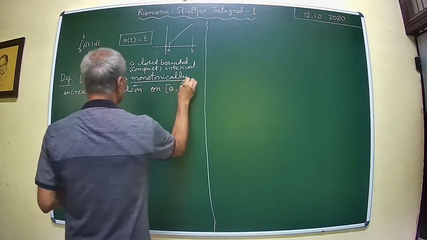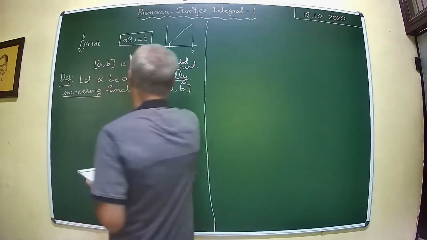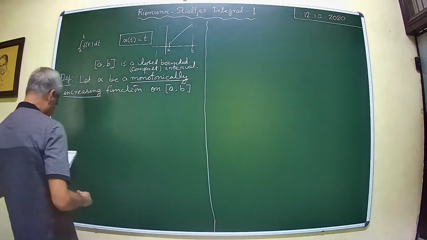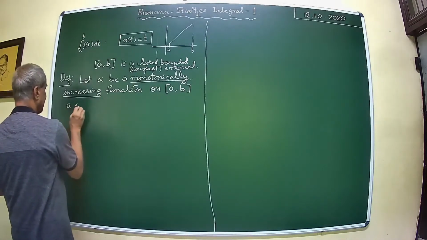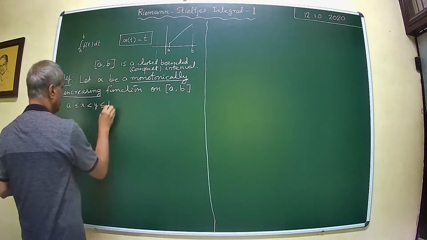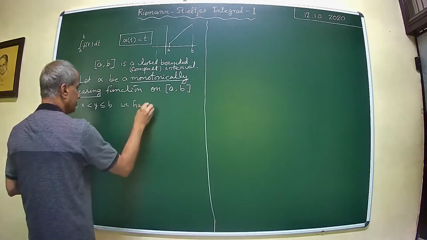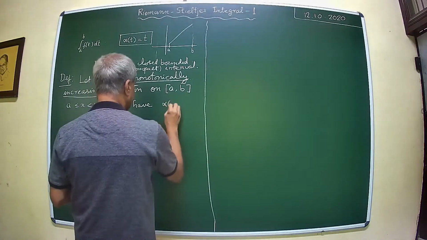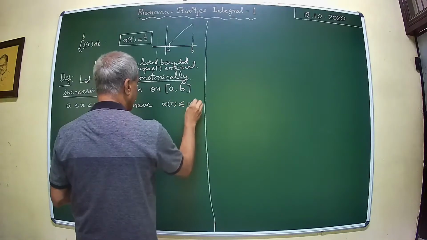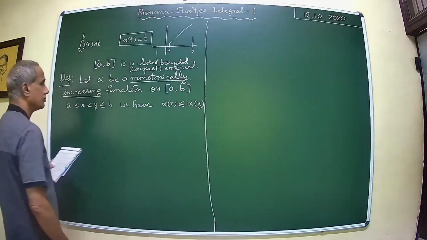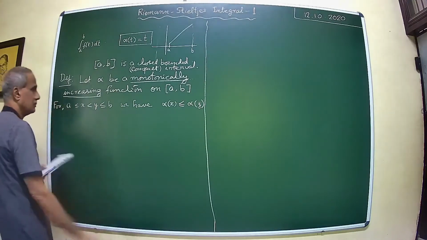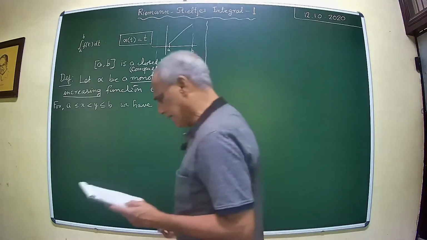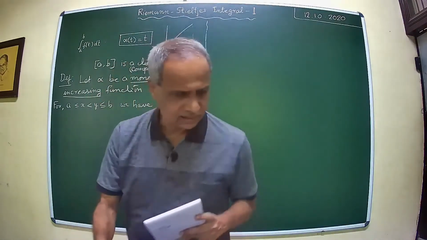You see that the special case that we have already worked on, alpha(t) equal to t, is a monotonic function. What does it mean? It means the following: for a less than or equal to x, less than y, less than or equal to b, we have alpha(x) less than or equal to alpha(y). This is the assumption that we make. We will explore the implication of this further.